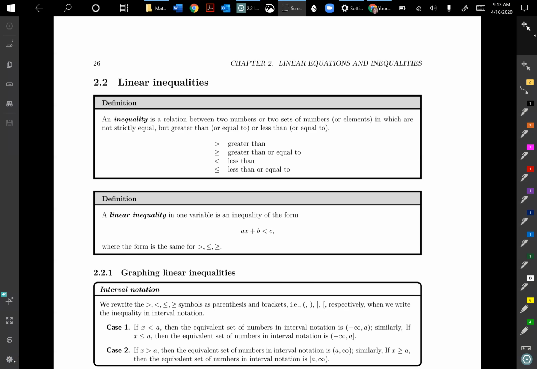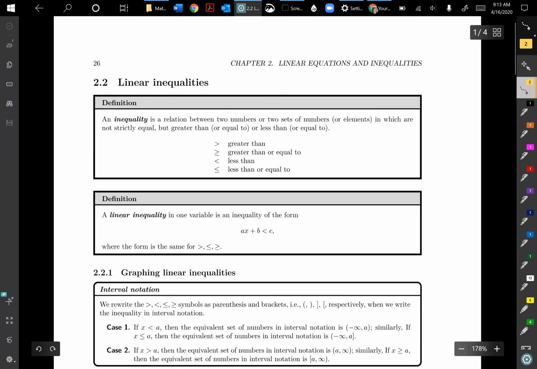Okay, this video is on 2.2 linear inequalities. It's page 26 of the workbook. So you can either print that out or just write on plain paper, but remember to turn in everything, even if I leave some blank. Those are for you to try on your own. I don't always do that, but sometimes I do.